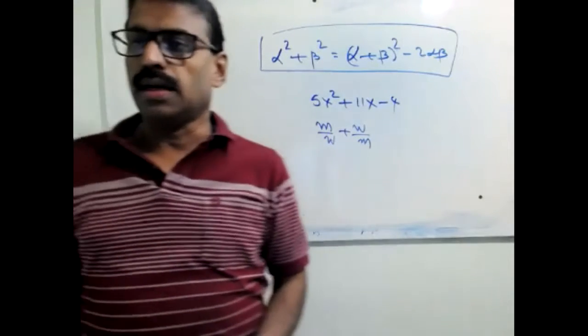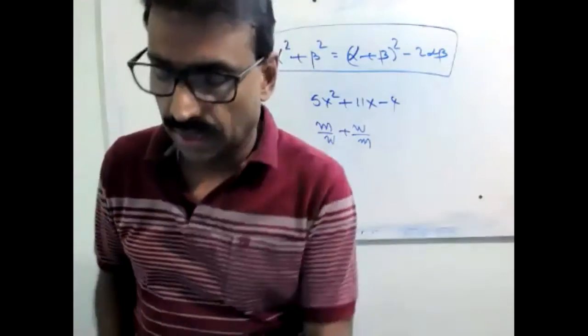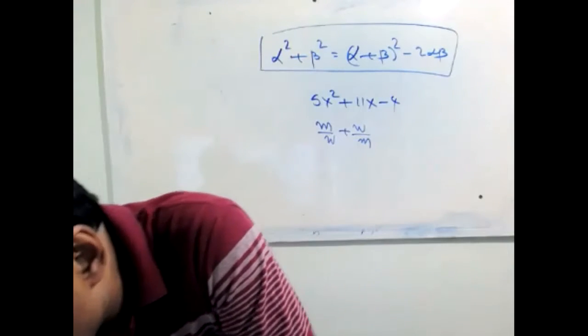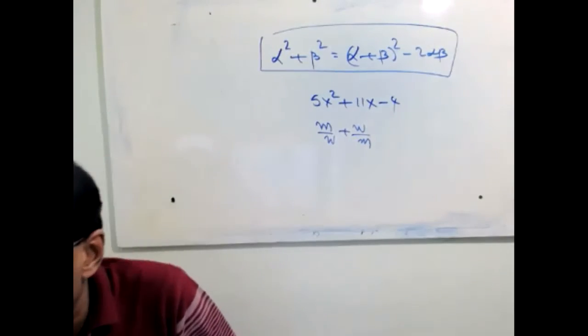Okay, I'll give you an idea. Look, by splitting the middle term, you find out the zeros. You find out m and n.